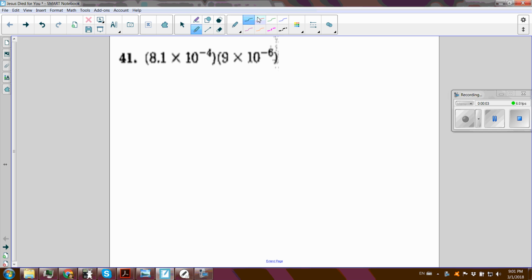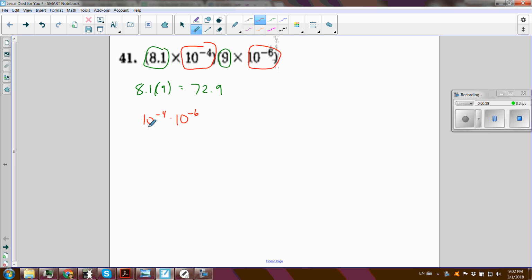Okay, when you're doing operations with scientific notation, you just take the numerical parts and multiply them together. 8.1 times 9 is 72.9. And then you take the powers of 10 and multiply them together. 10 to the negative 4 times 10 to the negative 6.